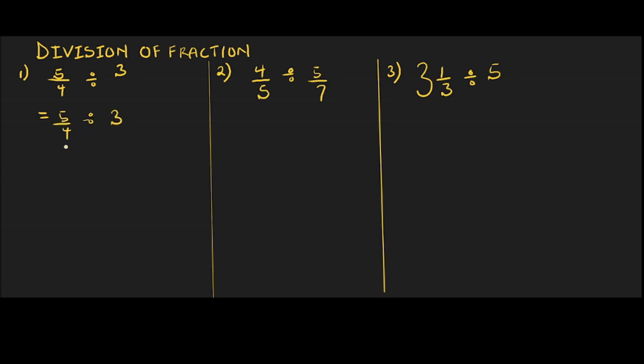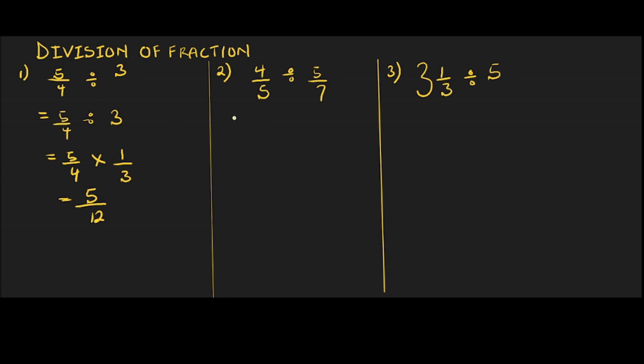Now to proceed further, we need to change the division sign to multiplication. When we change division sign to multiplication, we are going to reciprocate it. That is, what we have here is 3, then this becomes 1 over 3. Then change to multiplication. Here 5 times 1 is 5, 4 times 3 is 12. So division resulted into multiplication.